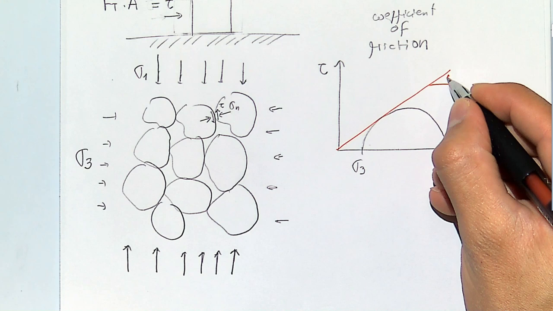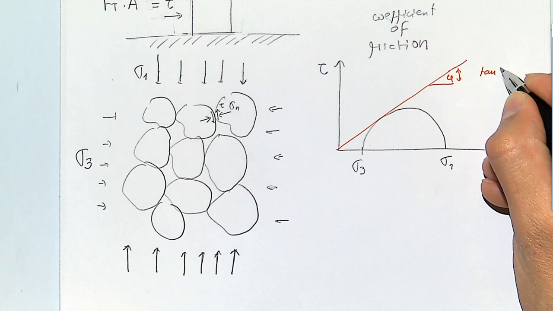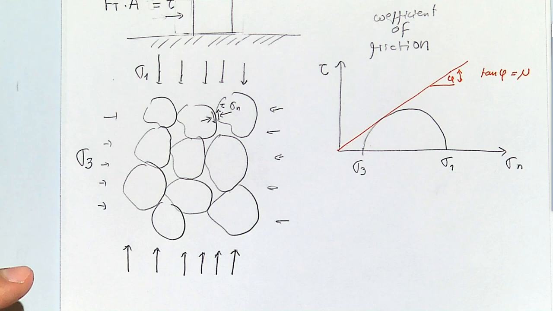This is the friction angle, and the tangent of the friction angle is equal to the friction coefficient.